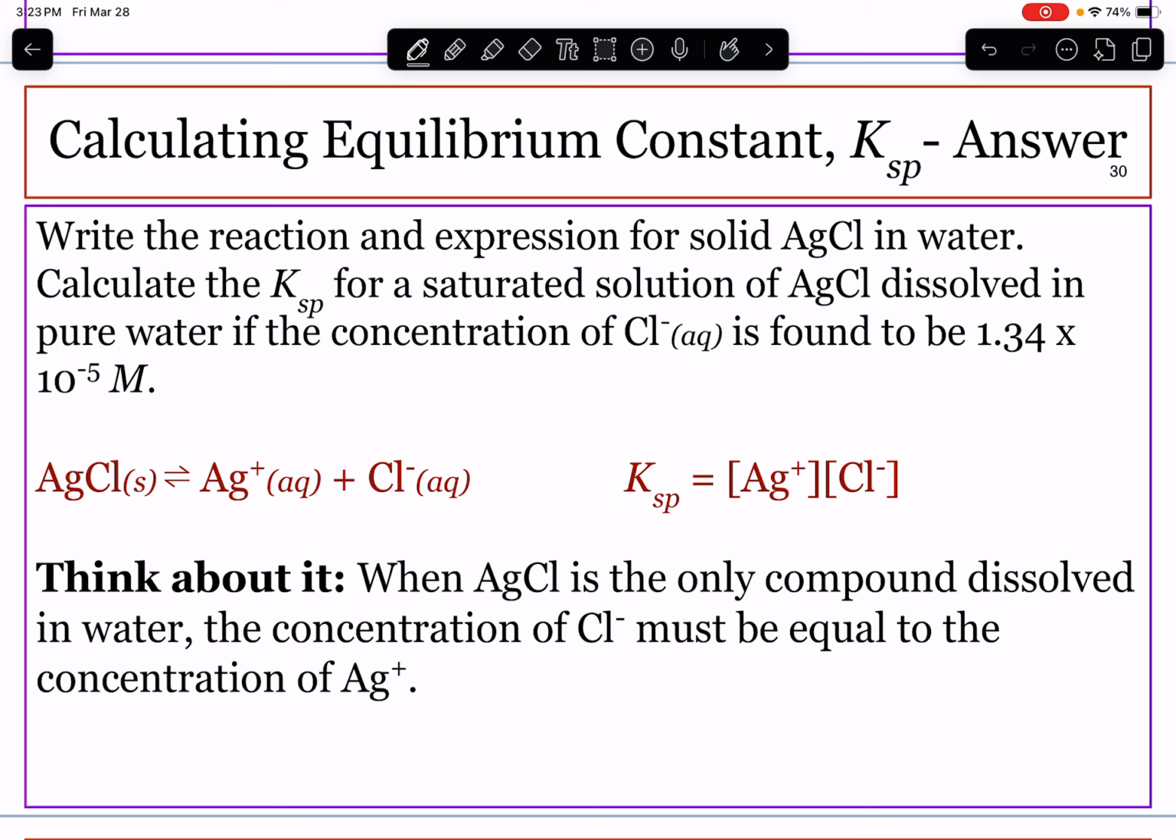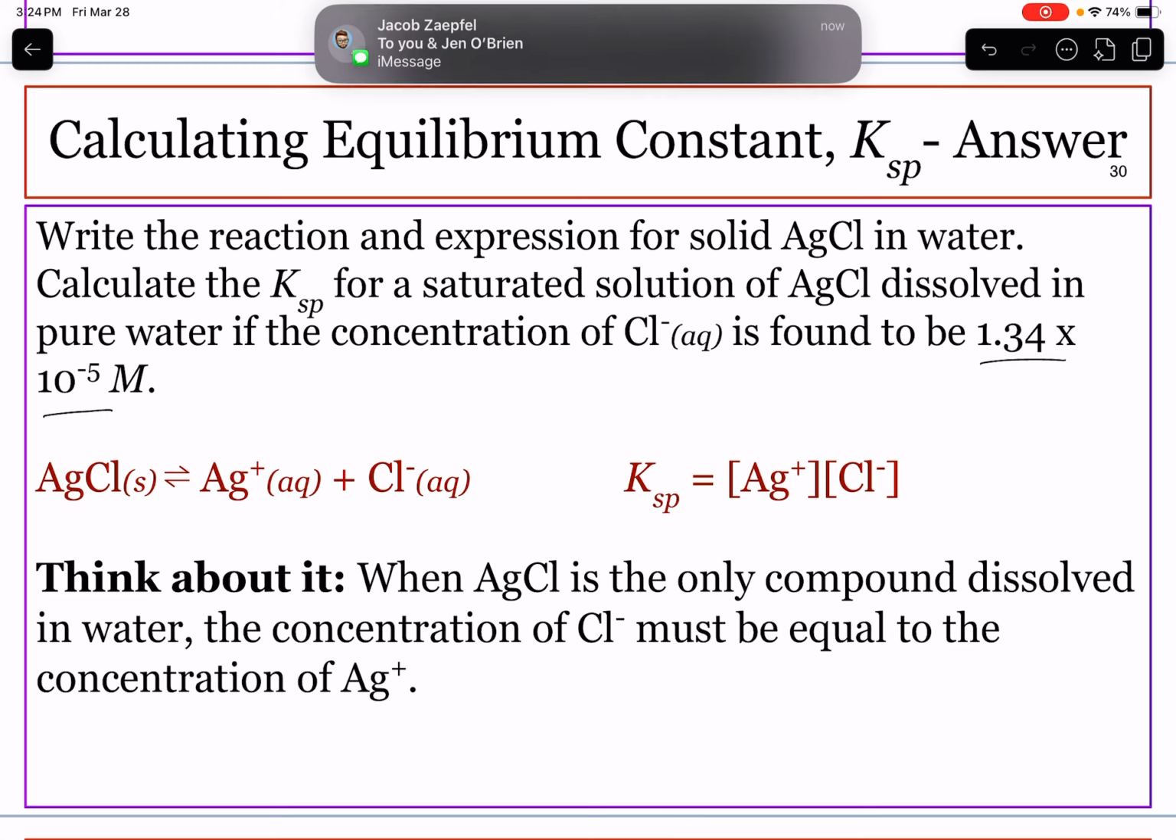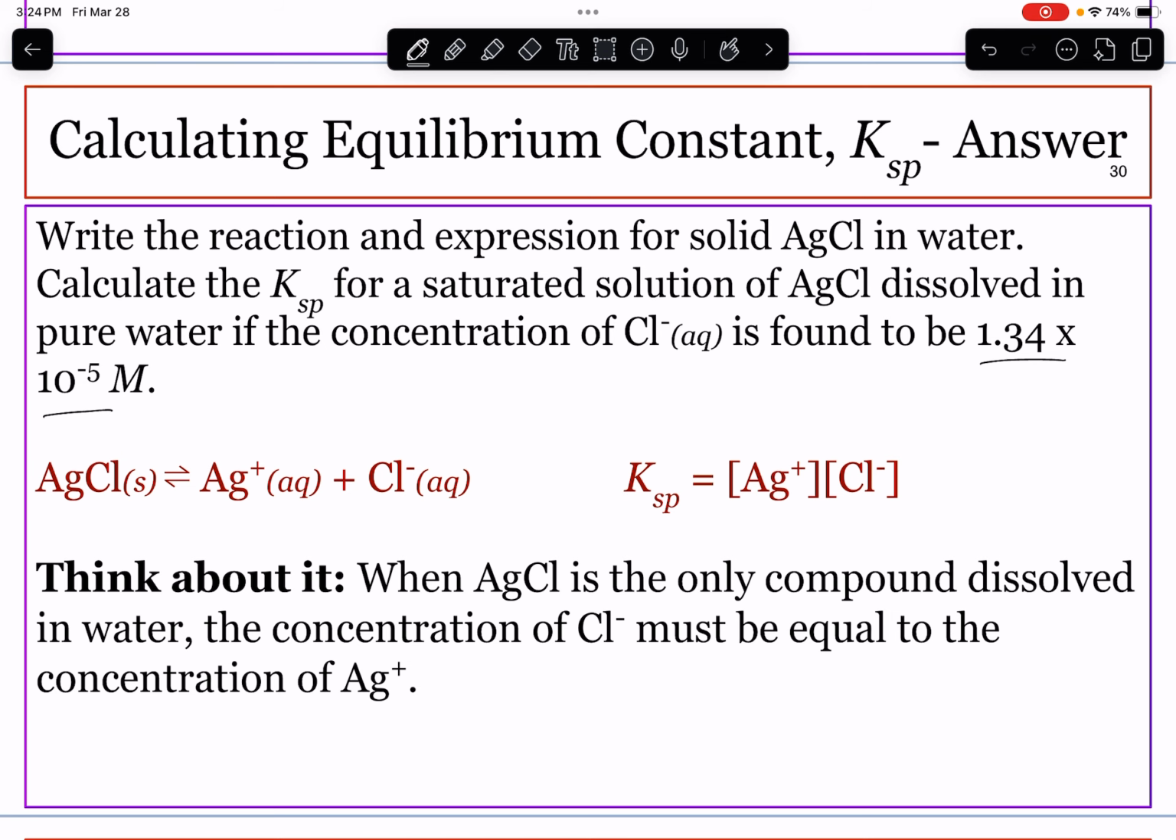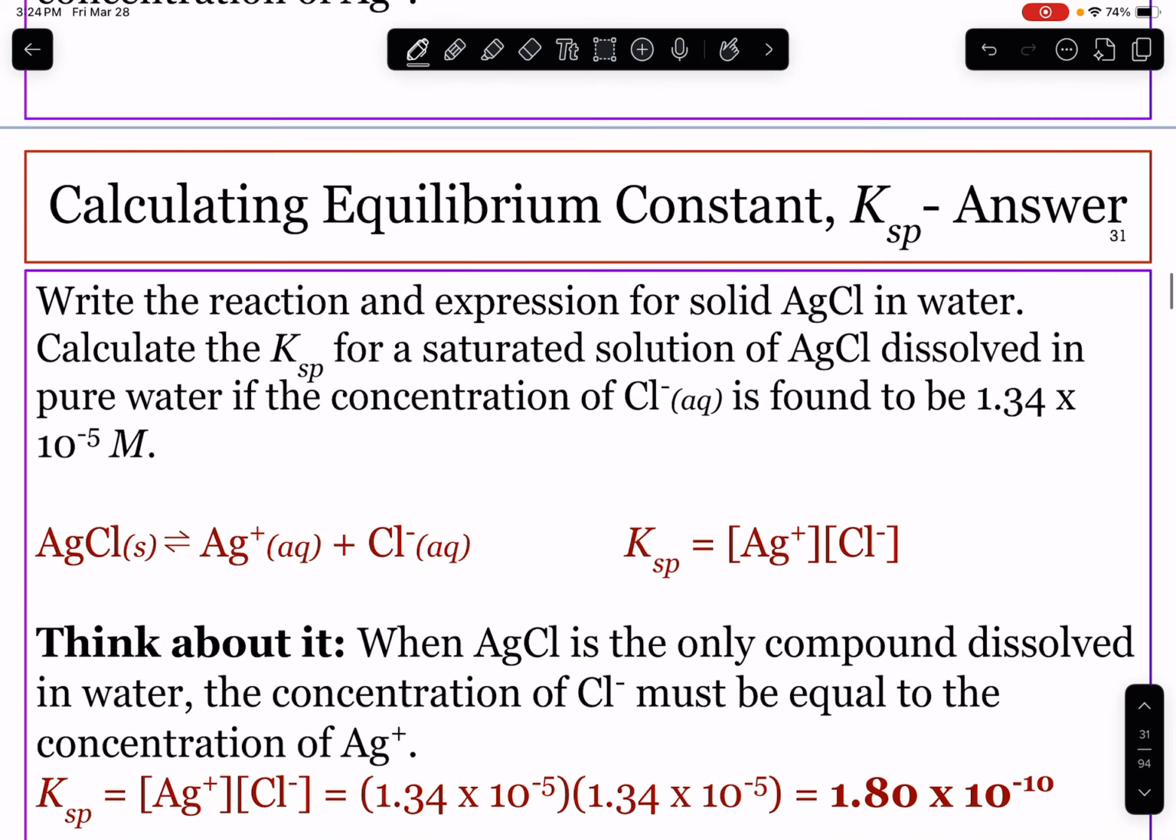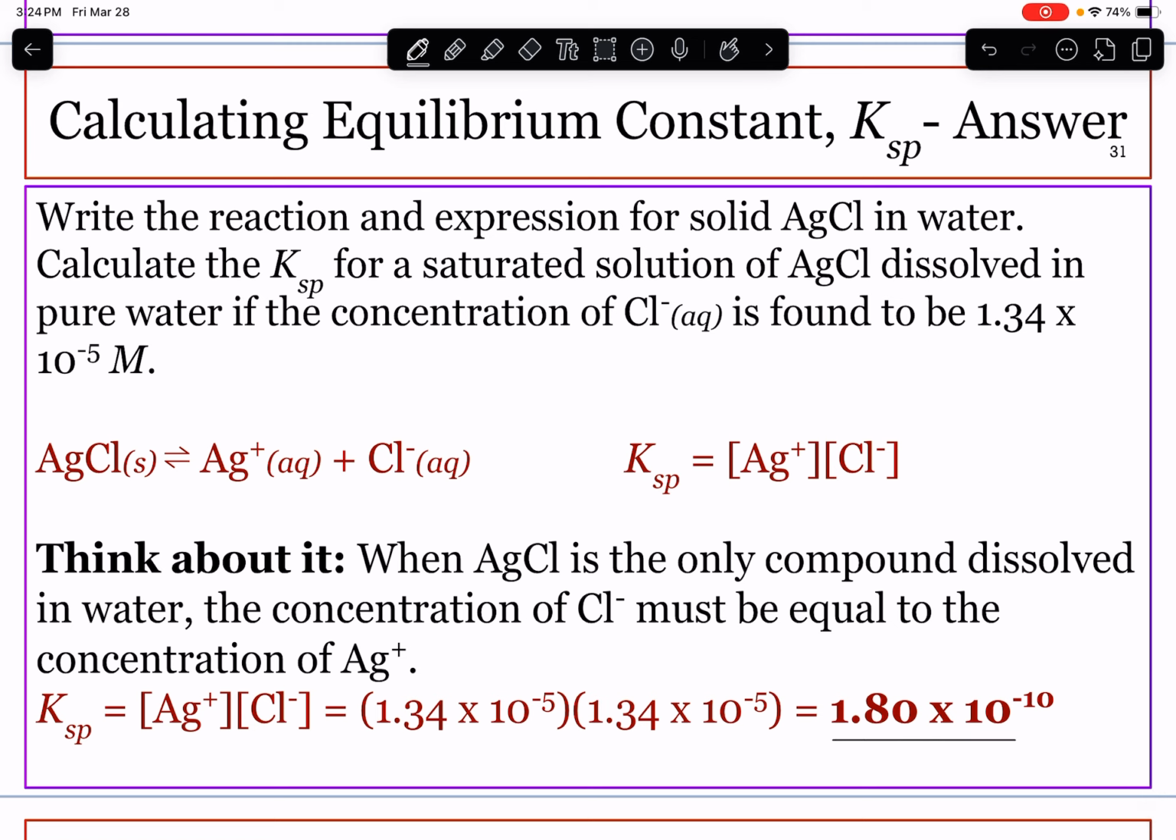When silver chloride is the only compound dissolved in the water, the concentration of chloride ions must be equal to the concentration of silver. It's like if you were to break a pencil in half, you cannot get the eraser half without also getting the pencil lead half. So if you were to break apart 10 pencils and then you were told you have 10 eraser halves, you automatically know you also have 10 of the top half of the pencil or the pencil lead. So that means this value for the chloride ion is also the same value for the silver ion. When you solve it, we get this. Pause to make sure this makes sense to you.